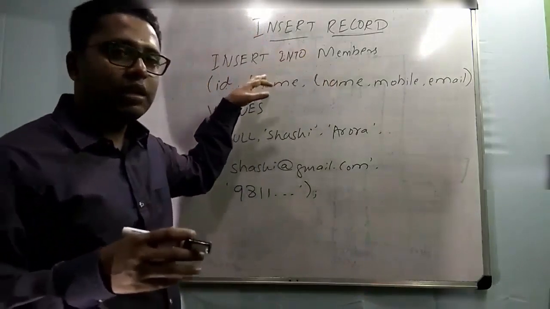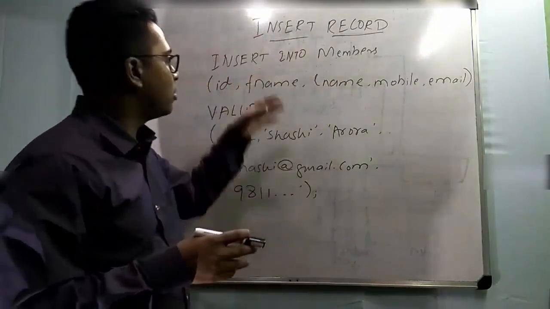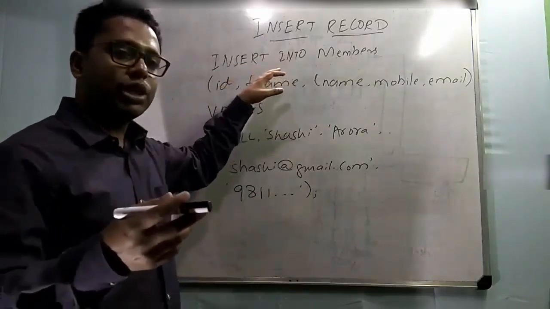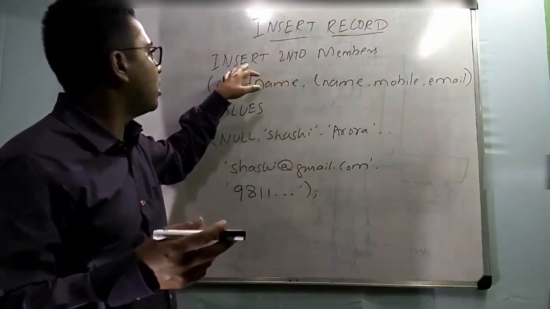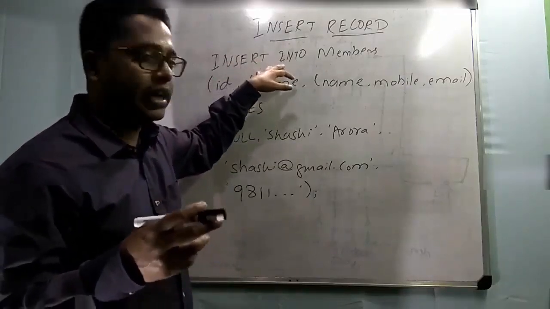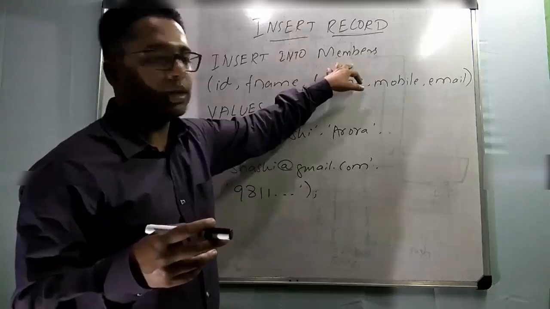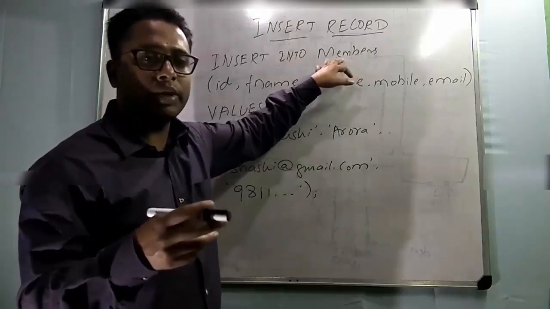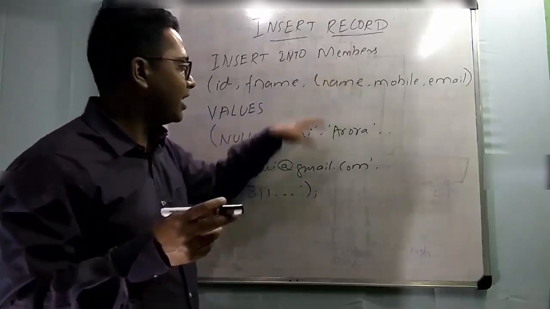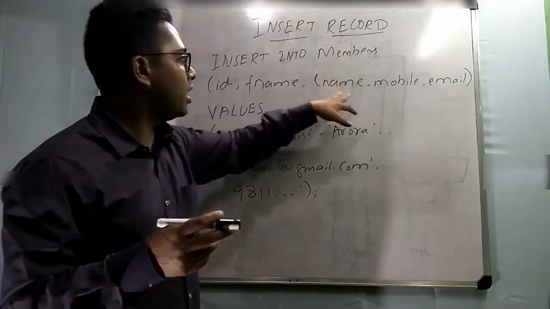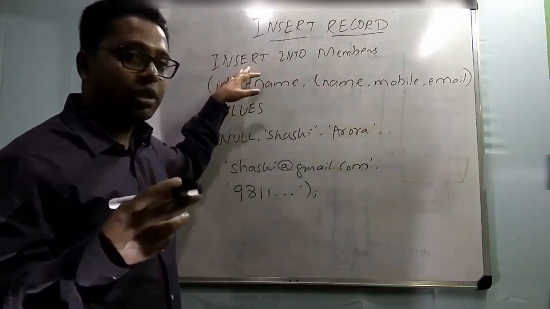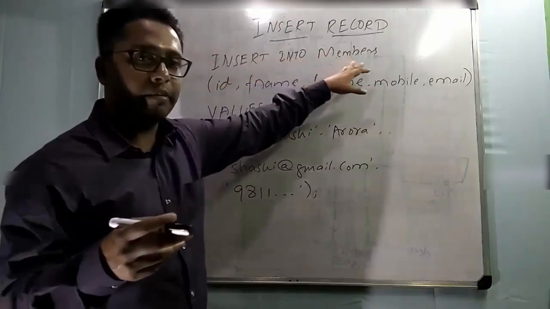The title is inserting a record. Since we are inserting a record inside the database, we should start with the command insert into. We need to tell the MySQL server that we want to insert a record into a table name. This is the name of the table, members, which we created in our last video, and we had these fields: ID, Fname, Lname, mobile, and email.